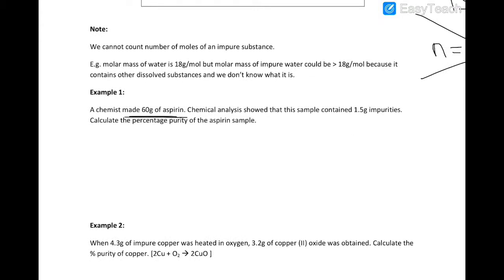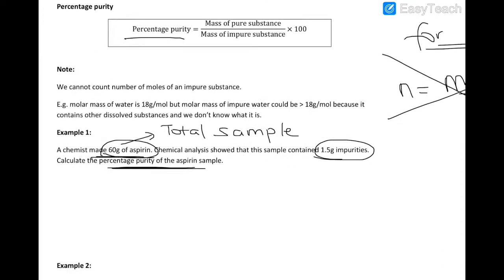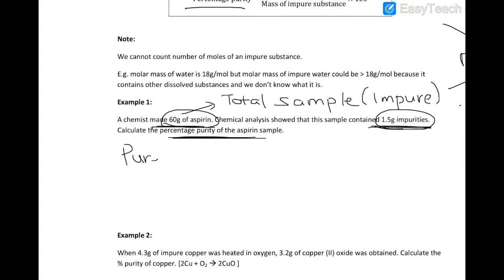A chemist made 60 grams of aspirin and analysis showed that it contains 1.5 grams of impurities. So you need to find the purity of the aspirin sample. So 60 grams of aspirin, this is the total mass of the sample, and that sample is impure. And analysis has shown that it contains 1.5 grams of impurities. So what is the mass of pure substance then? So pure aspirin would be 60 minus 1.5.